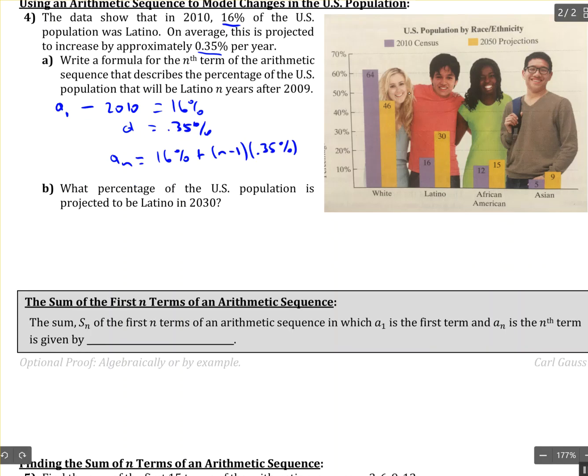So what percentage of the U.S. population is projected to be Latino in 2030? In that case, again, keep in mind A_1 is 2010. So if we go 20 years after that, it's going to be A sub 21. So I get 16% plus (21 minus 1) times 0.35%. So basically I get 20 times 0.35. 2 times 0.35 is 0.7, add a 0, 7%, I get 23%.